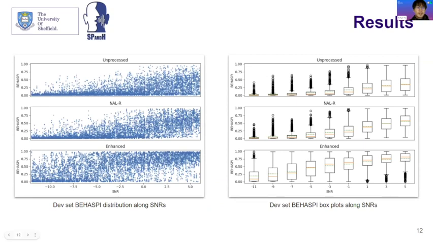So here we plot the development set Husky scores along the input SNRs of unprocessed signals, NAL amplified signals, and the enhanced signals by our proposed system. It shows that a significant improvement can be observed in the high SNR range, but for low SNR signals, only a relatively small portion of signals can get significant improvement.